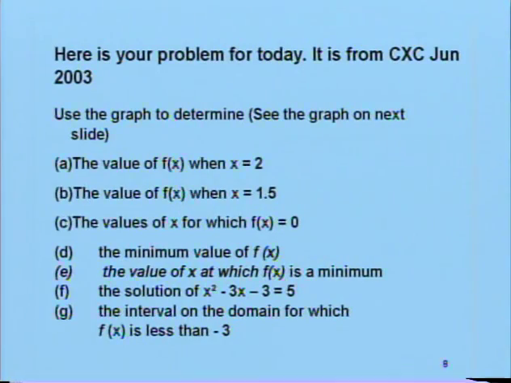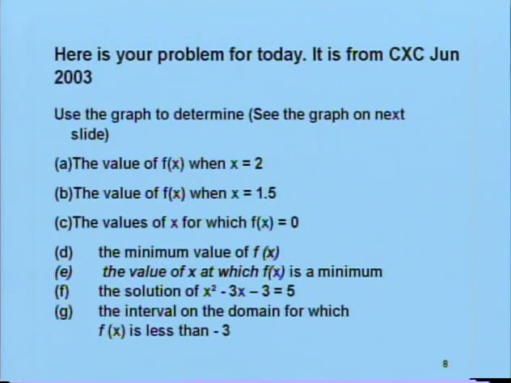B, the value of f of x when x is equal to 1.5. C, the value of x for which f of x is 0. D, the minimum value of f of x. E, the value of x at which f of x is a minimum.